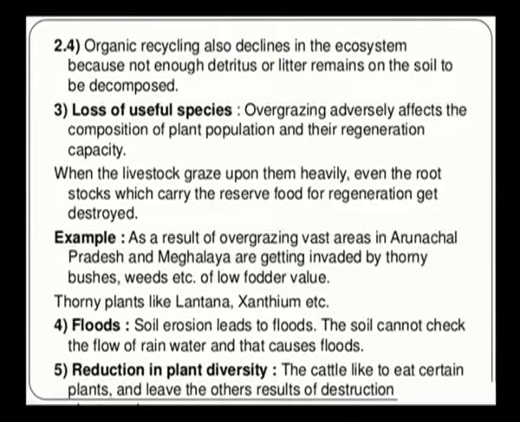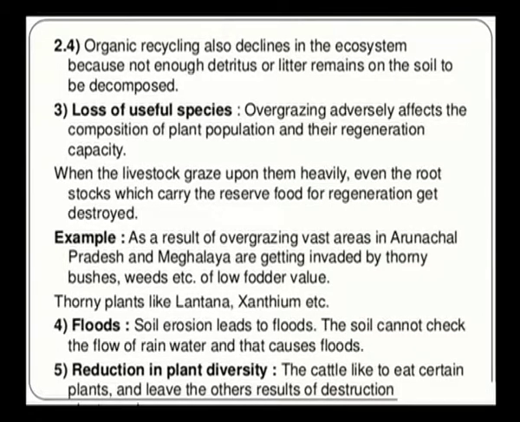Organic recycling also declines in the ecosystem because not enough detritus or litter remains on the soil to be decomposed. Loss of useful species. Overgrazing adversely affects the composition of plant population and their regeneration capacity.